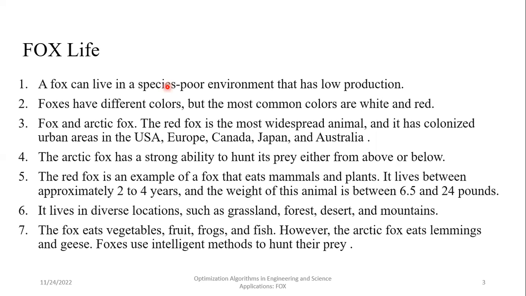They live in diverse locations. They can be found in mountains, forest, desert, and grassland. Fox can eat vegetables, frogs, fish, and fruits. However, the Arctic fox can eat lemmings, rats, rodents, and geese. The good thing about the fox is that they have intelligent methods to hunt their prey.